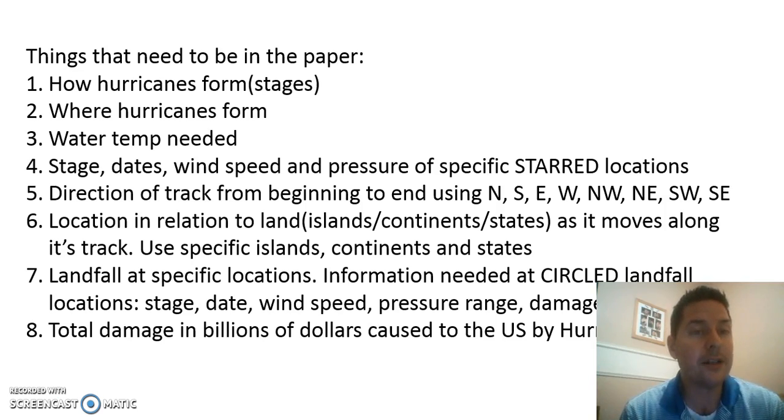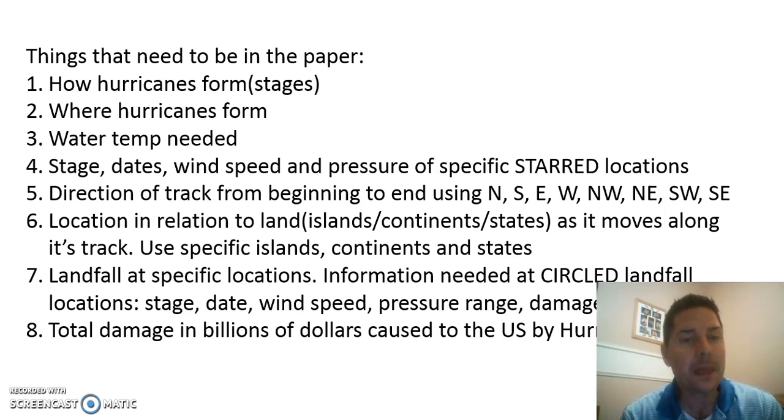Number 5 here, direction of the track of the hurricane from beginning to end. You'll use north, south, east, west, northwest, northeast, southwest, or southeast. Number 6, location in relation to land: islands, continents, states. Whether it's going north of these islands or in between these continents, you need to tell me where it's moving through as it moves along its track. And I want you to use specific island names, continent names, and state names.